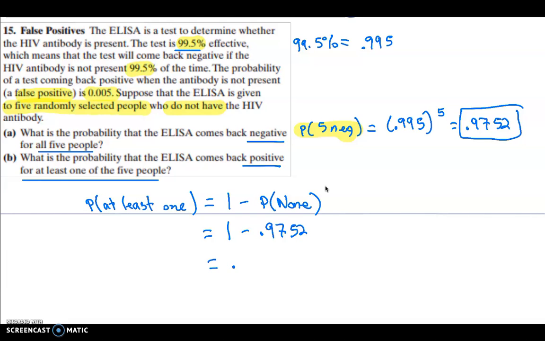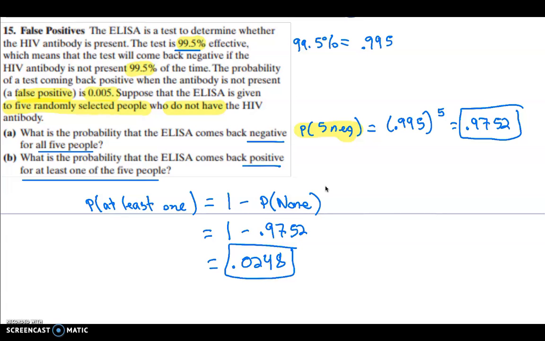Okay, and that equals 0.0248. So there's a 0.0248 probability, or 2.48% chance, that at least one person would come back positive, even though they are negative, in this group of 5 people. Okay, that's the power of using this idea of the complement. And this is the idea of looking at least 1.